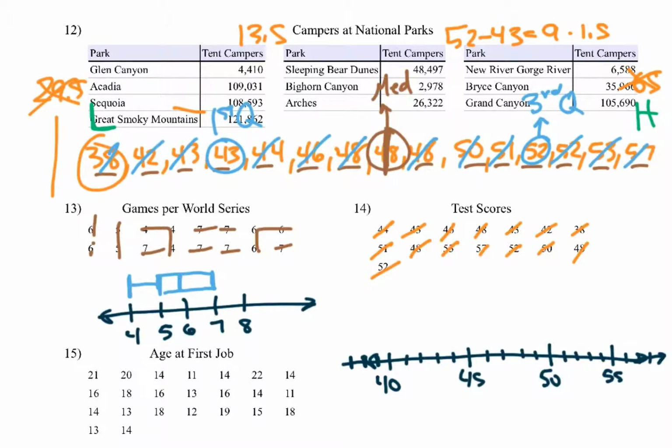So then I just go my lowest, 38, first quartile 43, median 48, third quartile 52, there's my box, one whisker, high of 57, there's my other whisker. All right, so now let's take a look using the calculator for number 11 and 15.